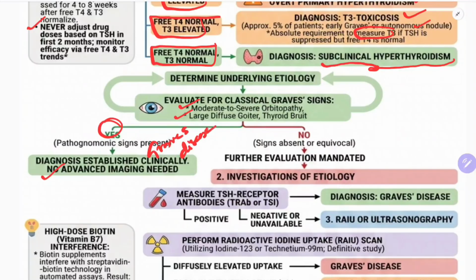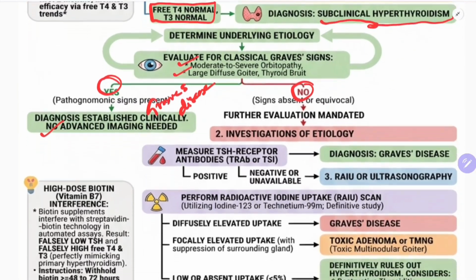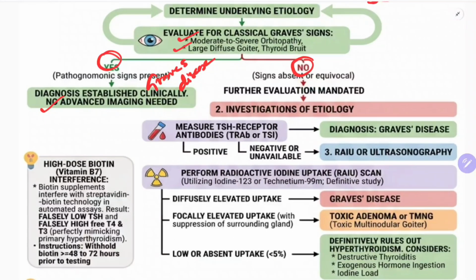Okay, so from the thyroid function test you are going clinically here. In the first chart you came clinically, then to the thyroid function test, but that was based mainly upon the radioactive iodine test. But if there is no thyroid gland enlargement, there is no thyroid eye disease, then further evaluation is required. So investigations for etiology, number 1 is to measure TRAB, thyroid receptor antibody. If they are positive, then it is Graves' disease. If they are negative or unavailable, then you can proceed to the third step, that is radioactive iodine uptake or ultrasonography.